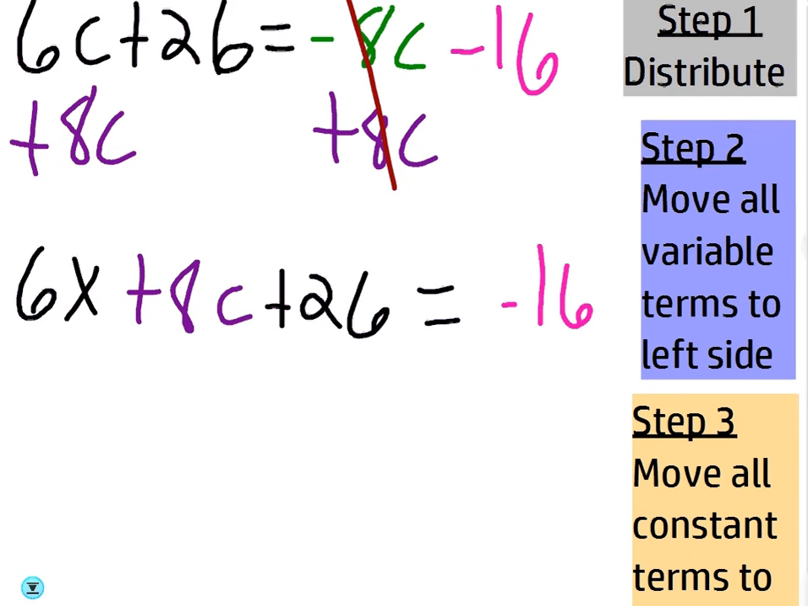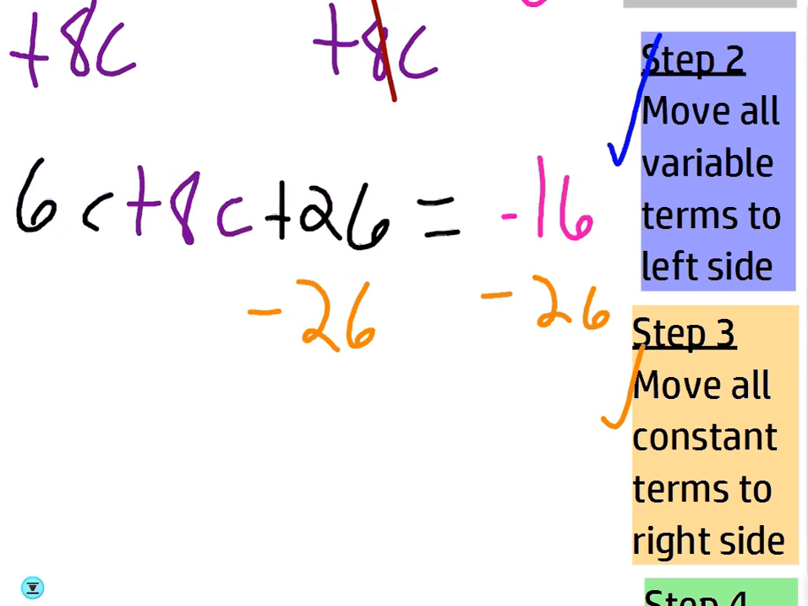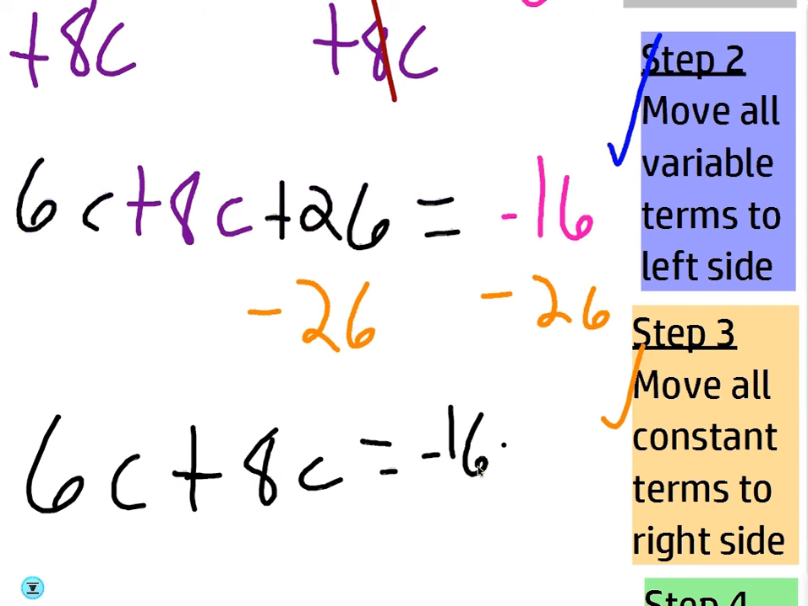I put x for c. I did put x. That should be c, right? Sorry about that. Okay, now for step 3, we're going to move all the constants to the right. So we're going to subtract 26 from both sides. So now we have 6c plus 8c equals negative 16 minus 26.